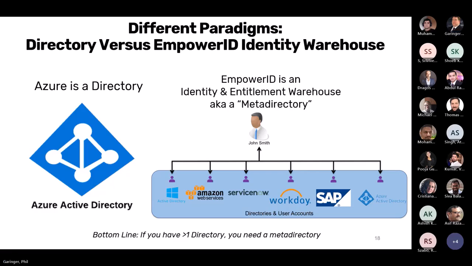And so with EmpowerID, we'll have multiple directories that we're getting data from, and we have a single pane of glass, one database that has all that data in it, right? So you can see everything that's happening across all of your systems in one database, right? We're a meta directory, identity warehouse, right? So it gives us a lot of advantage and a lot of capabilities that you don't have in a directory-centric type of application or system, right?